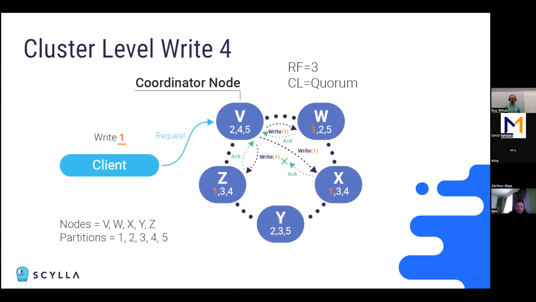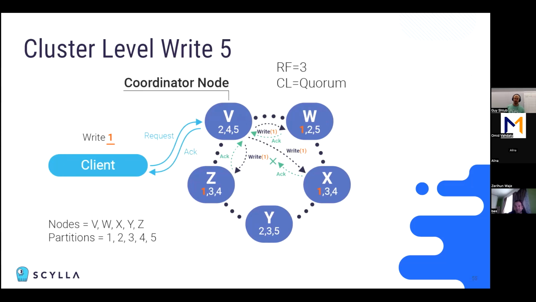And then we go back to the consistency level. In this example, the consistency level was defined as quorum, and that means that 2 out of 3 nodes have to acknowledge the request, and therefore the request is considered successful. So the coordinator node V returns an acknowledgement back to the client.